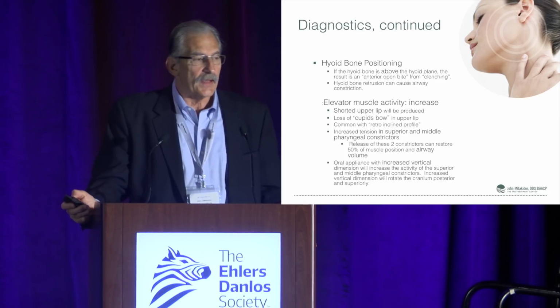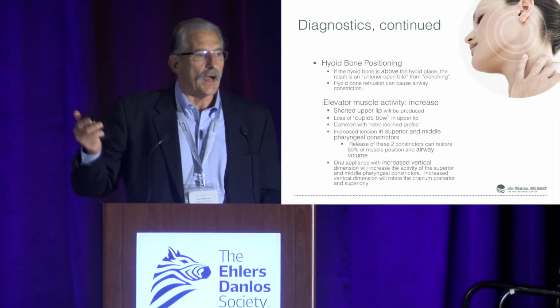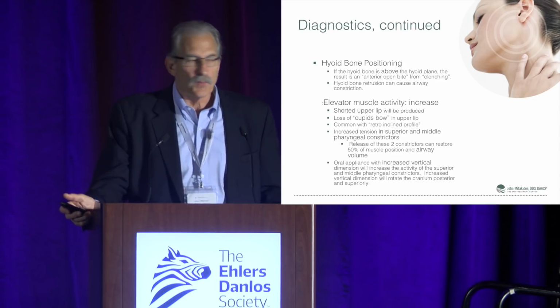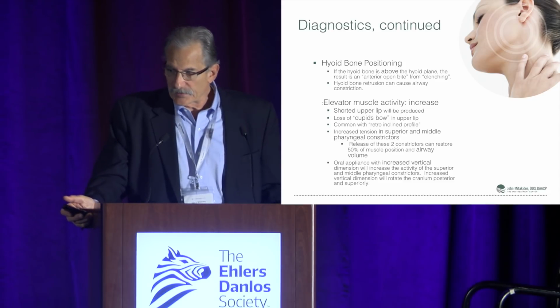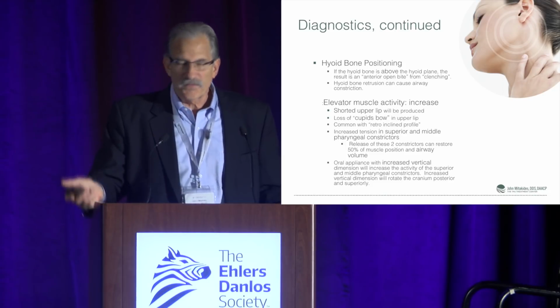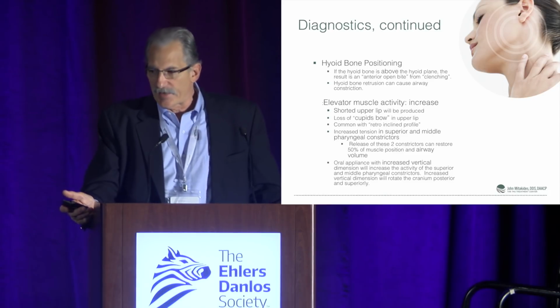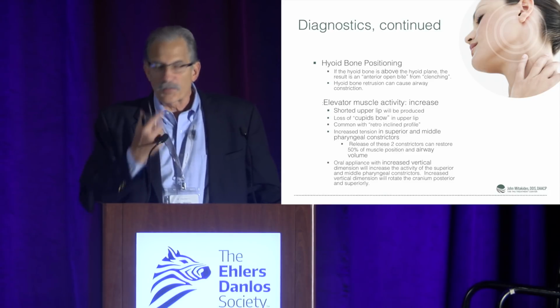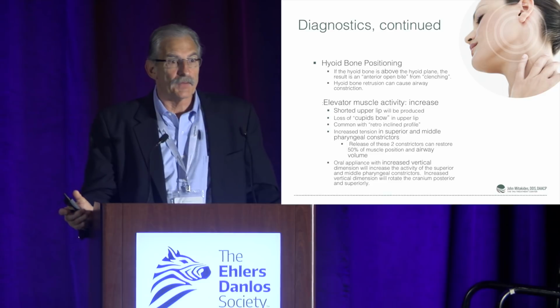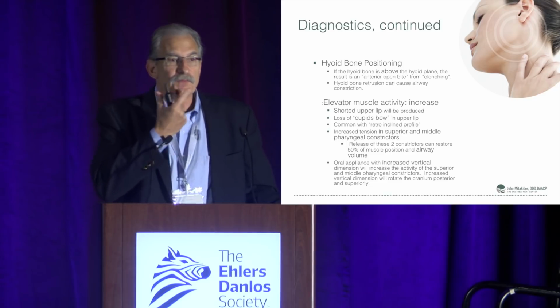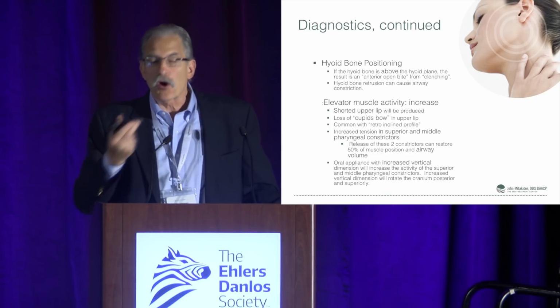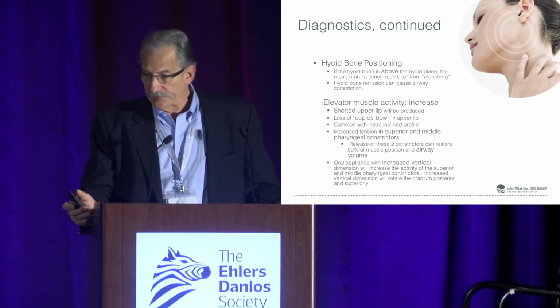Now, other things we look at: the hyoid bone, the position of that. The hyoid bone will get higher and go more posterior the more you clench your jaw muscles. So basically the elevator muscles and the muscles that cause the clenching, and certain things occur when that happens. Number one, your upper lip will start to shorten, believe it or not. You'll lose the Cupid's bow in the upper lip. The jaw will retrude, actually, okay?